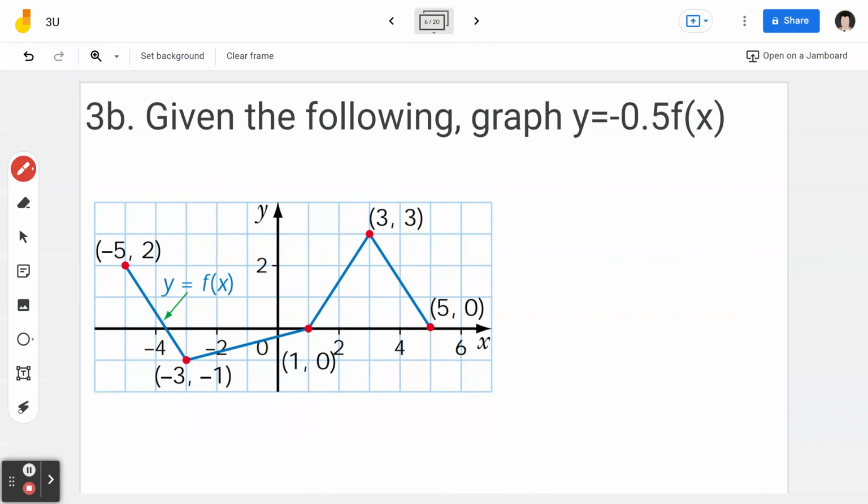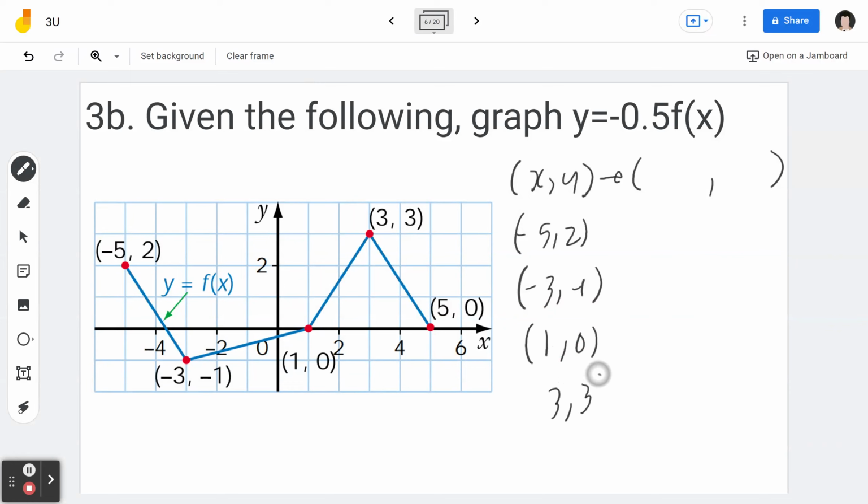3b, given the following graph, y equals negative 0.5 times f of x. Again, I would invite you to pause the video, try this all by yourself. When you press play again, I'll be here. Welcome back, everybody. Here's the first step. You're going to write down the mapping rule. You're going to write down the original points. For example, negative 5, 2, negative 3, negative 1, 1, 0, 3, 3, 5, 0.